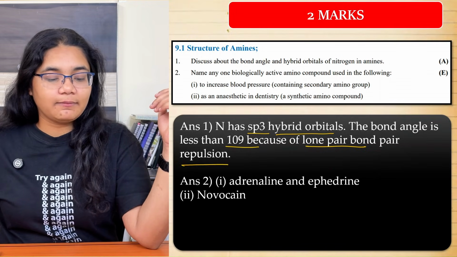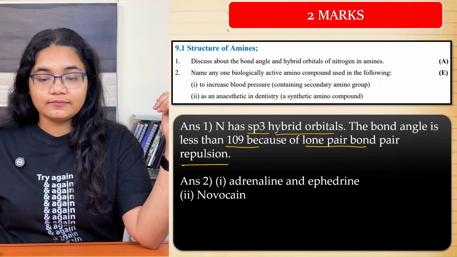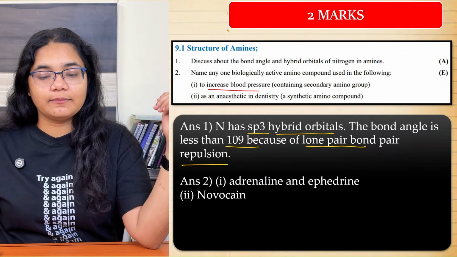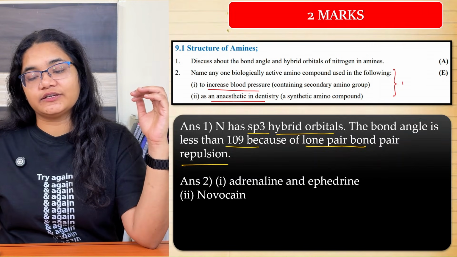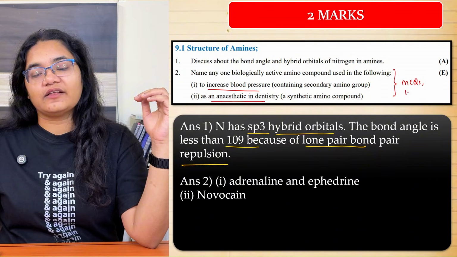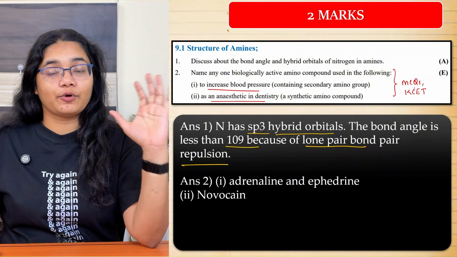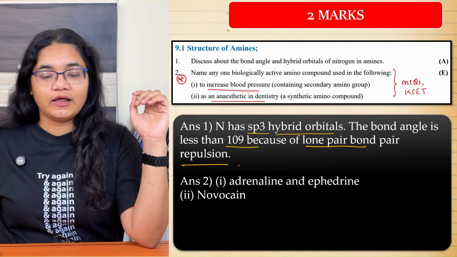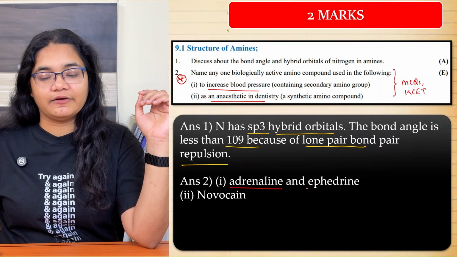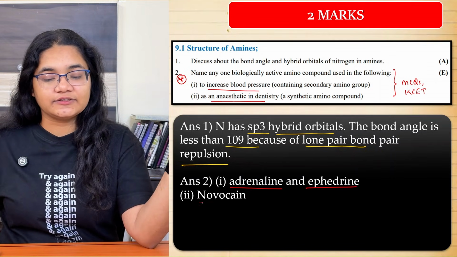Next, name any one biologically active compound used to increase blood pressure and as an anesthetic in dentistry. Now let me tell you that this question has been asked in MCQ, and in KCET so many times. So please remember this properly. This is going to be a very important question. First of all, to increase blood pressure, we have adrenaline and ephedrine, and the one used as an anesthetic is Novocain.